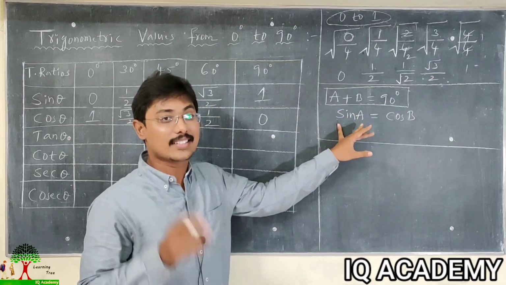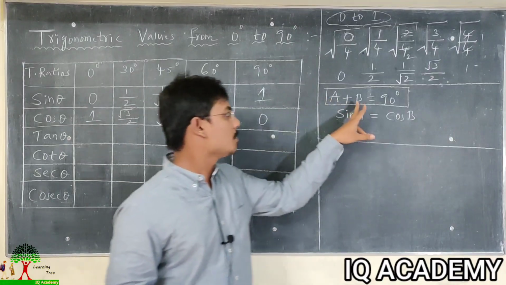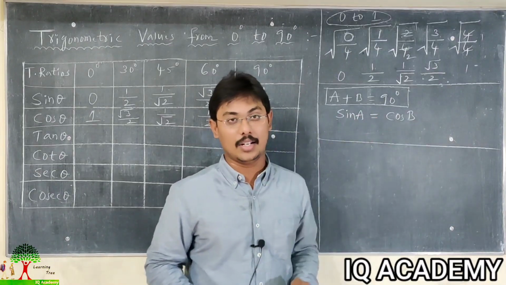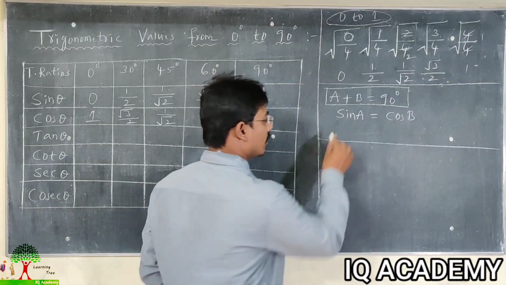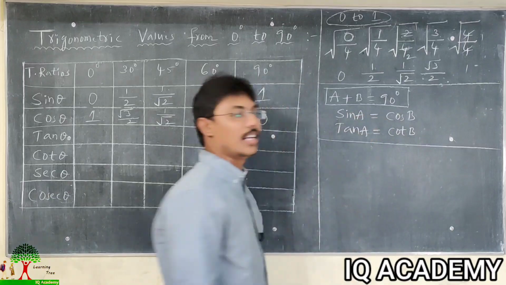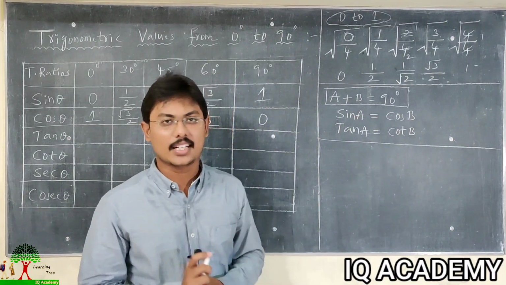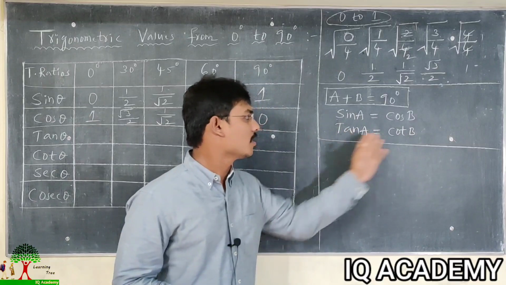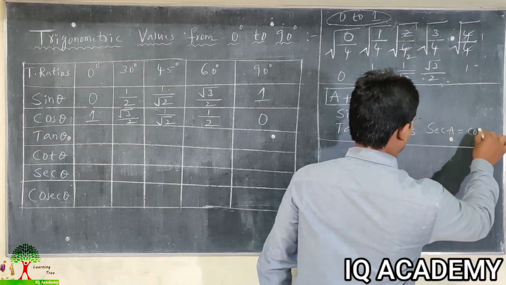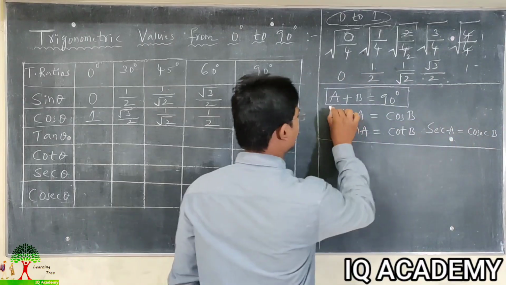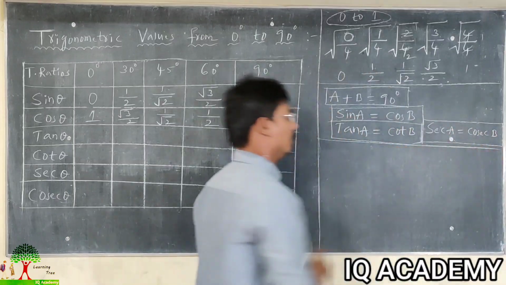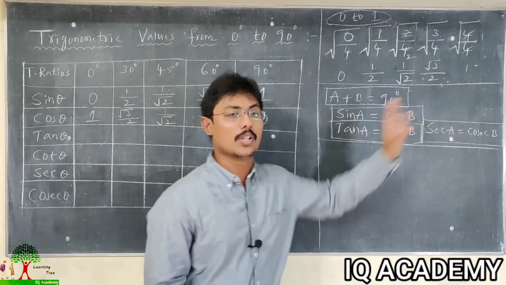So that's why this condition is also very important for you. A plus B equals 90 degrees, then sin A equals cos B. These are equal. And two more conditions are there. Tan A equals cot B. First condition, sin A equals cos B, in terms of sin and cos. In terms of tan and cot, tan A equals cot B. And one more thing, secant A equals cosecant B. Observe: sin A equals cos B, tan A equals cot B, and secant A equals cosecant B. Three conditions for A plus B equals 90 degrees.